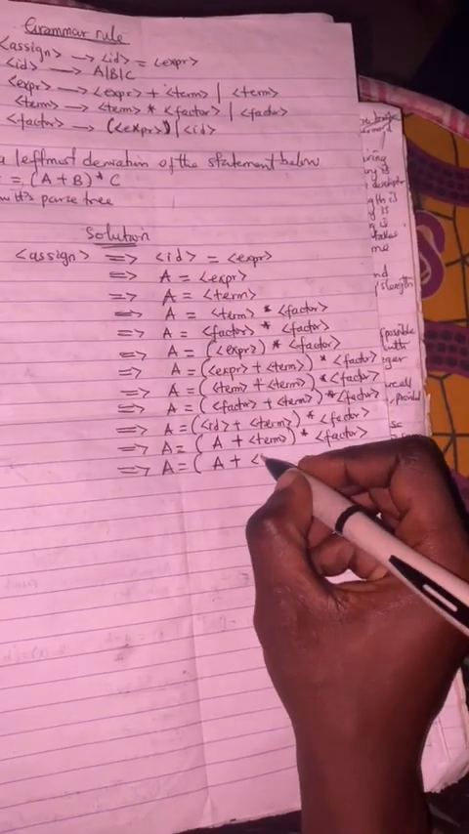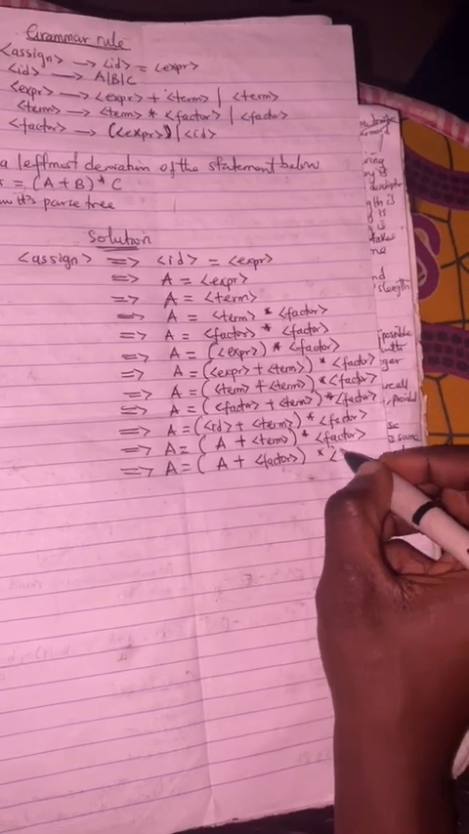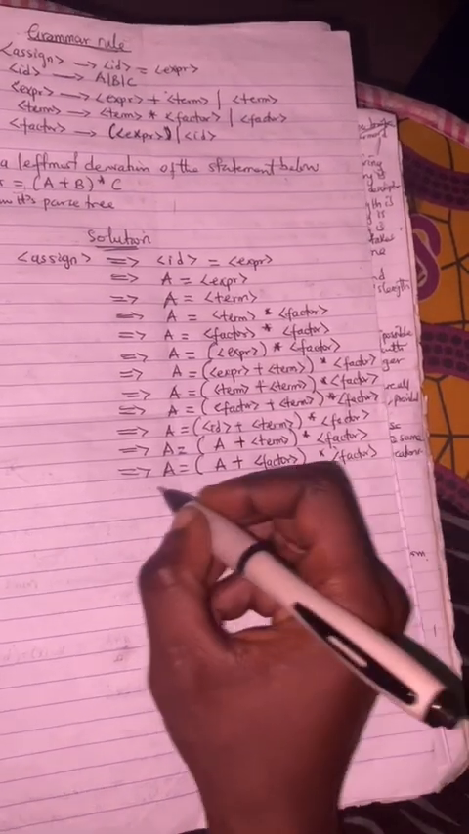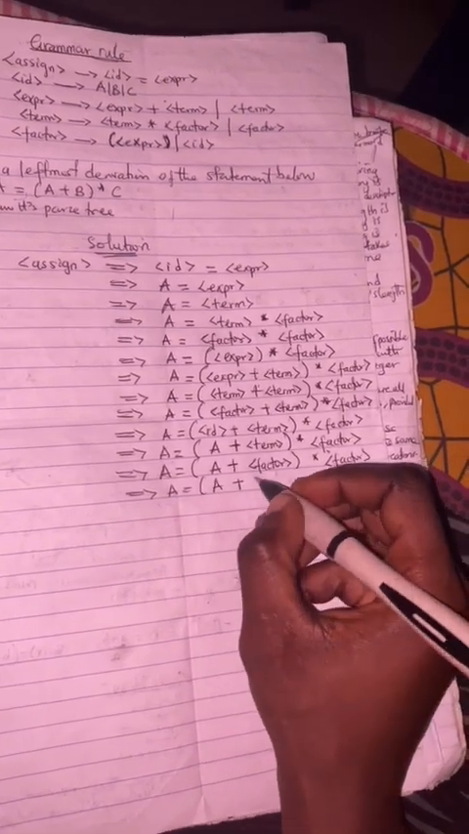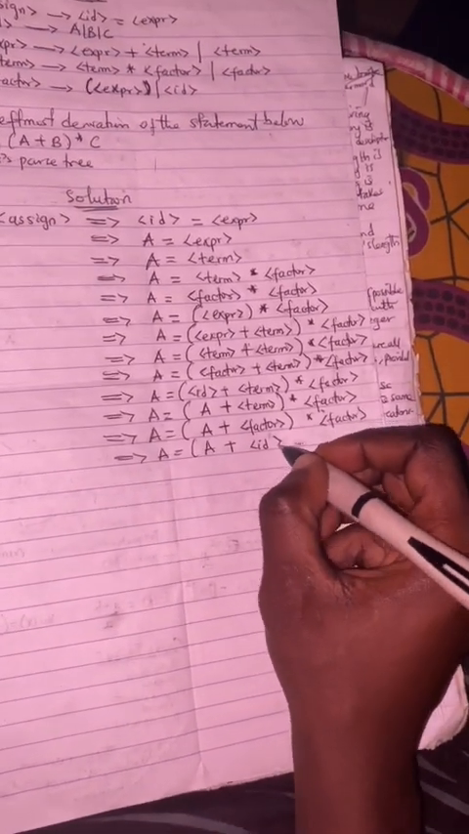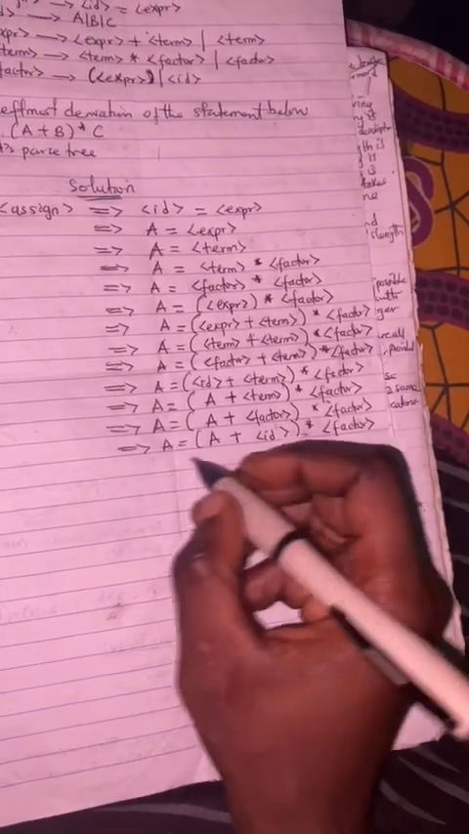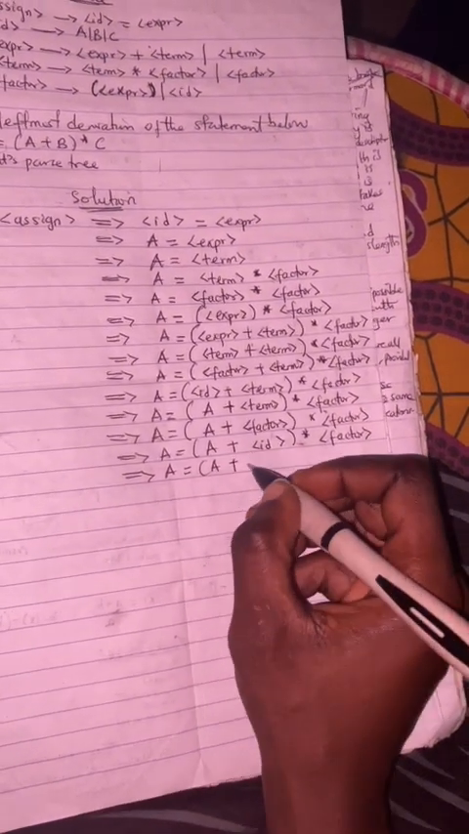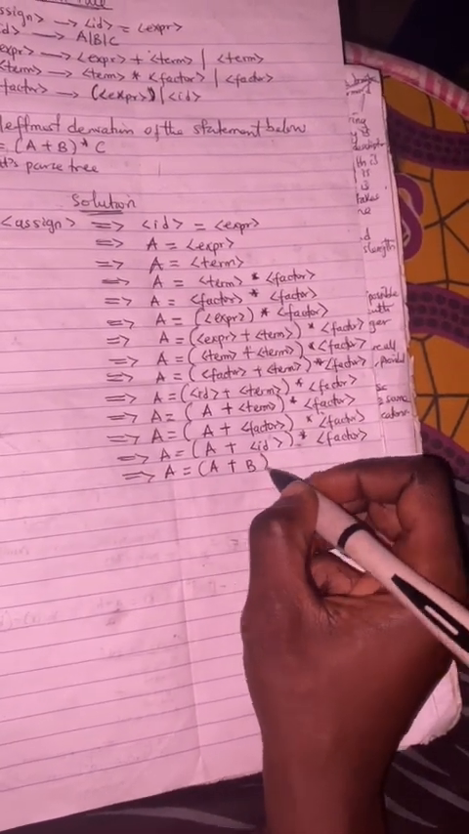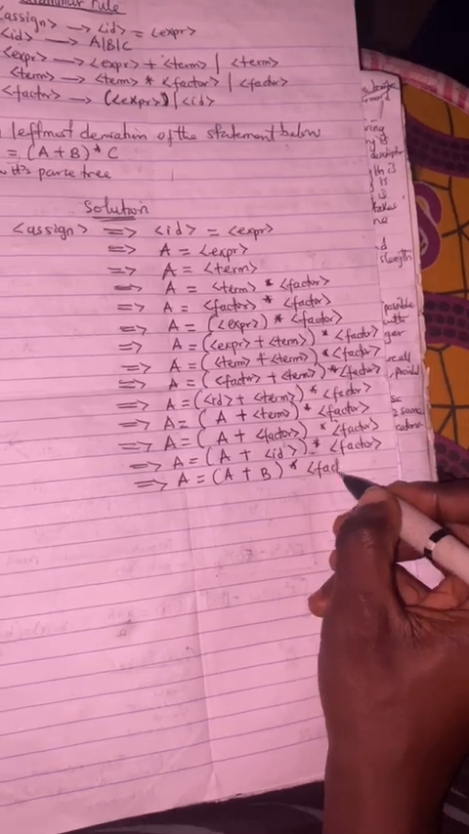So term here will be factor, right? We're not touching this side. And then from factor, we'll have id from the production rule. And then from id, we can now get our b, right? id to b here. And then we are done with the brackets.